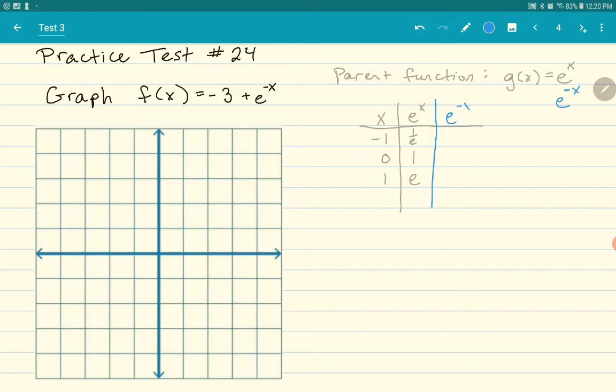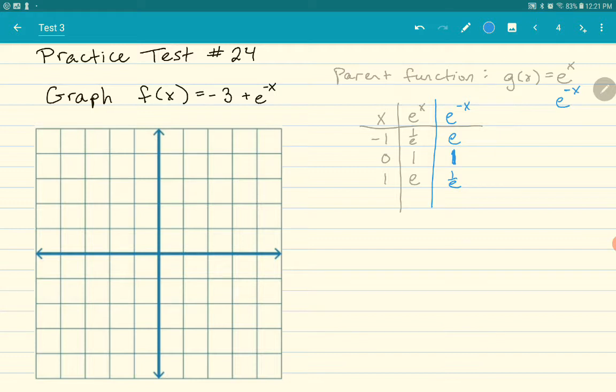So when I plug in those same values, I want to plug in e to the negative x. So when I plug in -1 for x, then I'm actually plugging 1 into e to the x. So I get e. So when I plug in -1, I'm really plugging in e to the 1. When I plug in 0, I still get 1 because the sign doesn't change the 0. And when I plug in 1, I'm getting e to the -1, which maps to 1 over e.